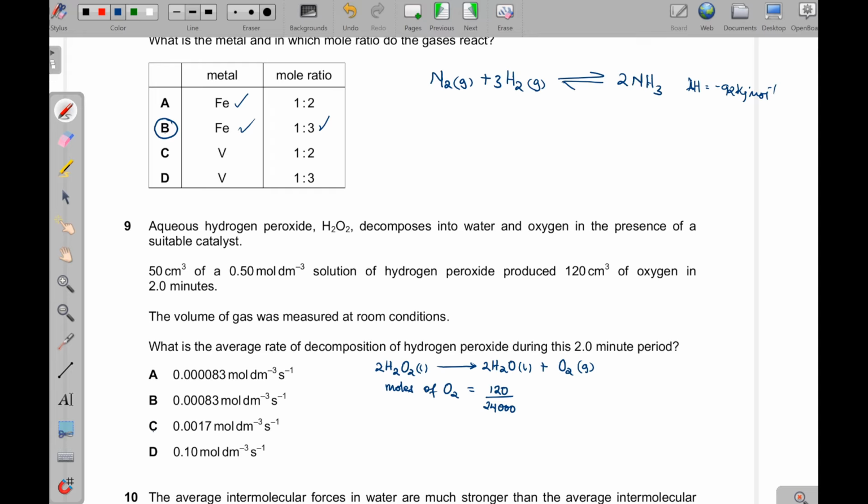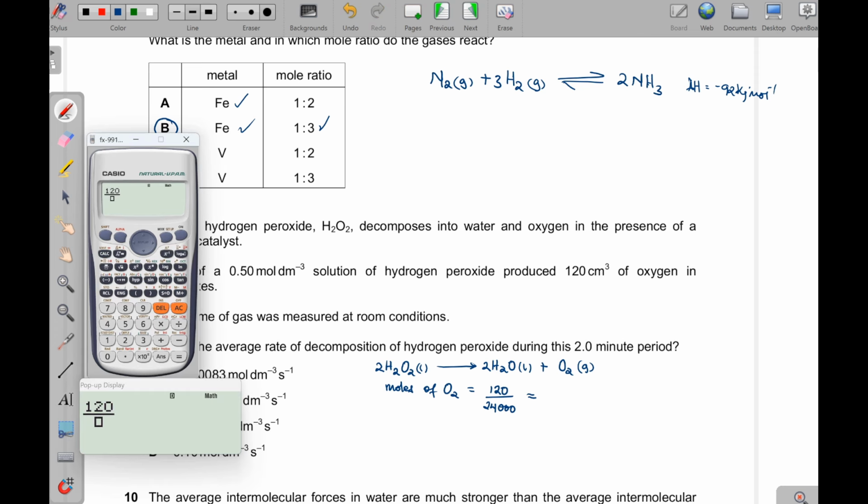You can say 24,000 cubic centimeters contain 1 mole of a gas. Then how about the 120? So you have the 120 times 1, then divide by this. So that is how we come to divide. Okay, so that is that.